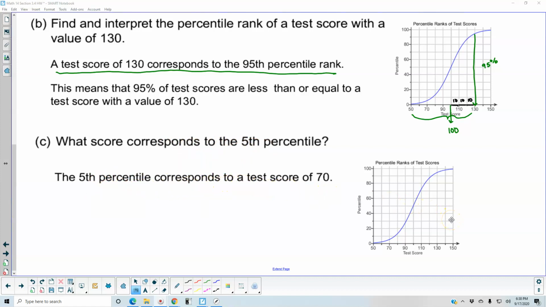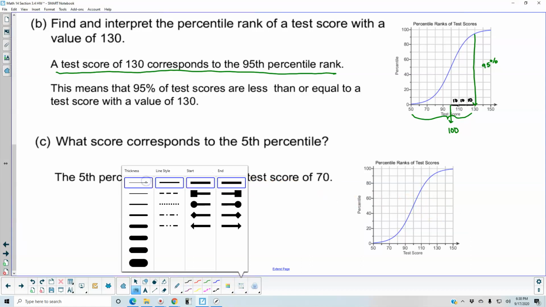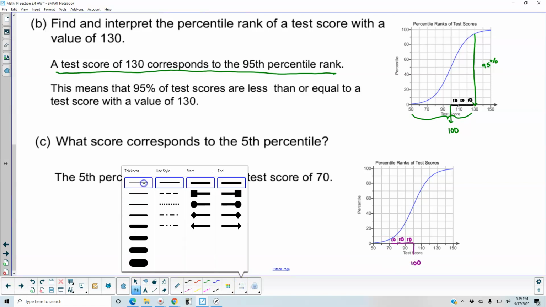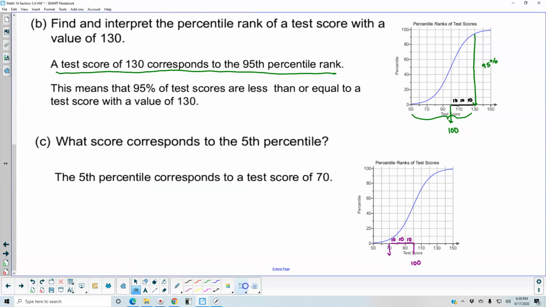And the reason why, again, is because recall that we have our mean at 100. So we're going to go 1 standard deviation below the mean, another standard deviation below the mean, and the 3rd standard deviation. So therefore, 70 would be the 5th percentile, because it is 3 standard deviations below the mean, and therefore the 5th percentile corresponds to a test score of 70.